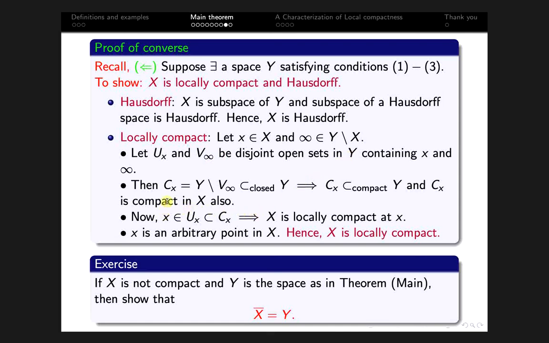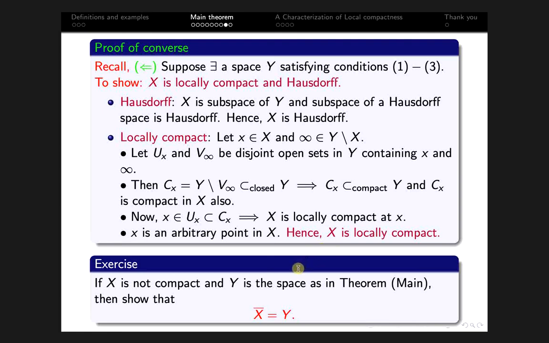Now it is easy to see that these are the required sets. Ux is open in X, and Cx is a compact subset of X. For these two sets we have x belongs to Ux and Ux contained in Cx. Therefore X is locally compact at x, and x is an arbitrary point of X. Therefore the topological space X is locally compact. This completes the proof.